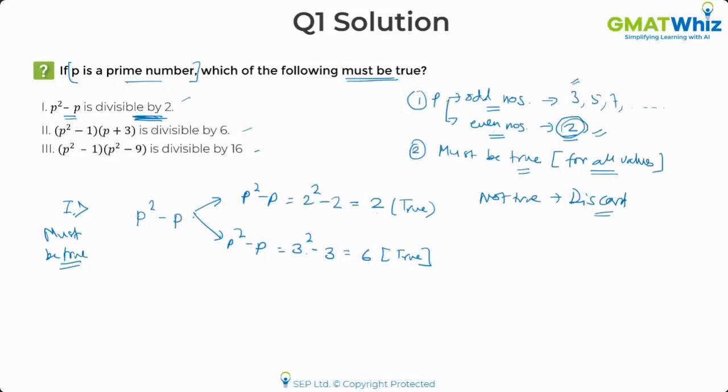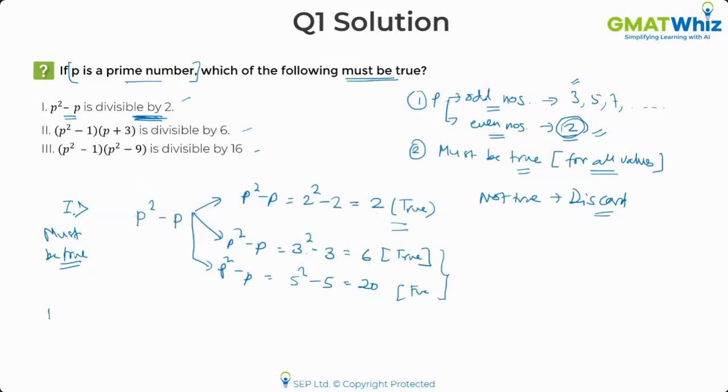If you're worried that you might be making a mistake, you can take another case. You can take 5 square minus 5 and check it very quickly. You'll see that in all these cases, even and odd prime numbers, you're always getting true. So this statement will turn out to be true. That's the way you can plug in numbers and decide for one of these statements.